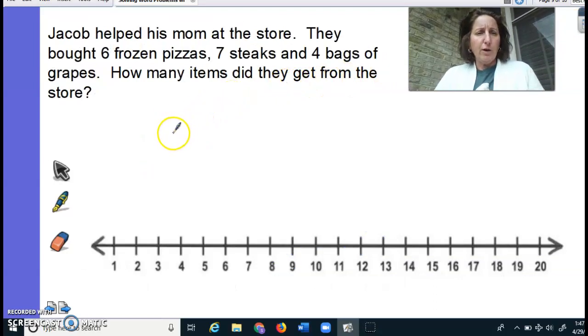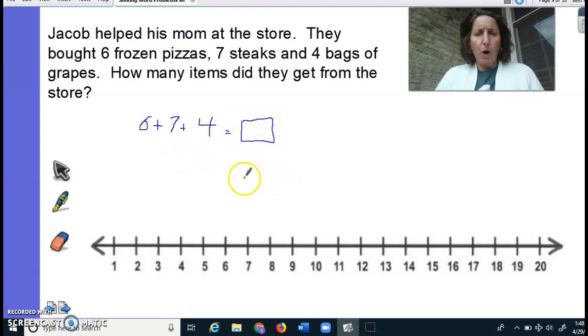The next problem says Jacob helped his mom at the store. They bought 6 frozen pizzas, 7 steaks, and 4 bags of grapes. How many items did they get from the store? So we're going to solve our problem by first writing our number sentence. Remember, a number sentence isn't words, it's numbers. So we have 6 plus 7 plus 4, and we're trying to figure out how many items did they buy at the store. So we're going to add that box there. Now remember, if your teacher taught you draw a question mark, that's fine too. This is the symbol for the unknown, the part we don't know.